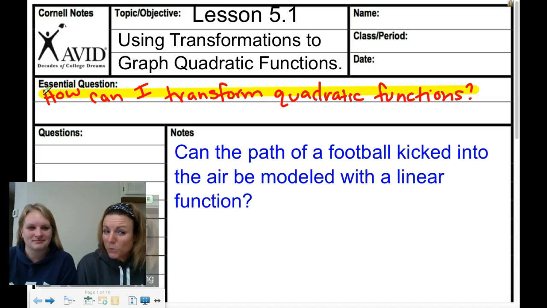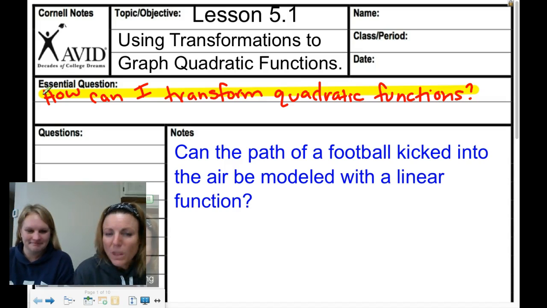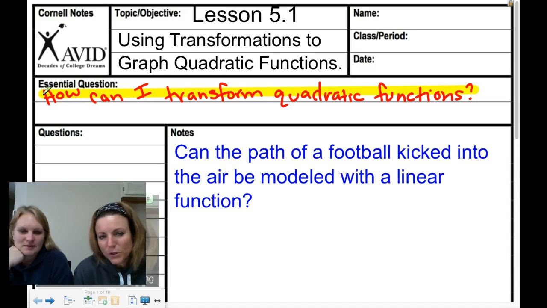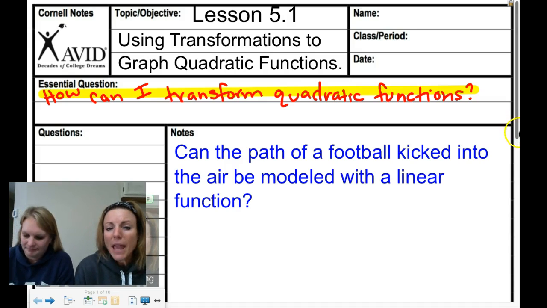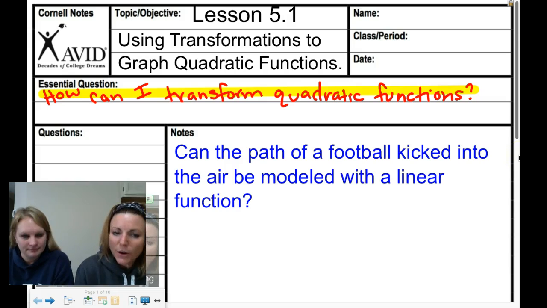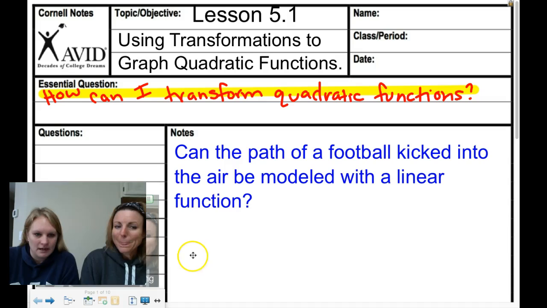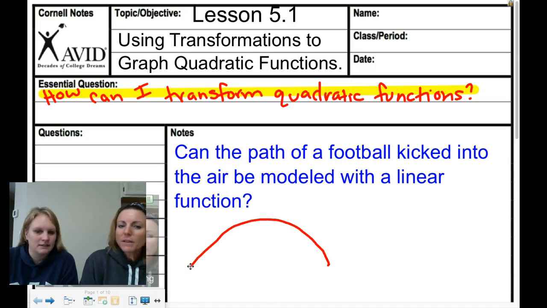So look at what we have. A question. I want you to think about this. I know you have your notes in front of you, but can the path of a football kicked into the air be modeled with a linear function? Well, think about it. We kick the ball, and then it comes down. Does that form a straight line? No.